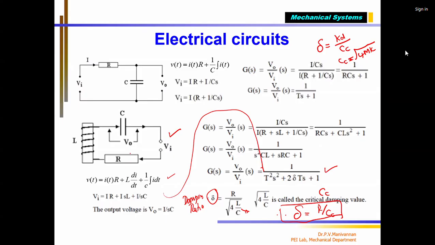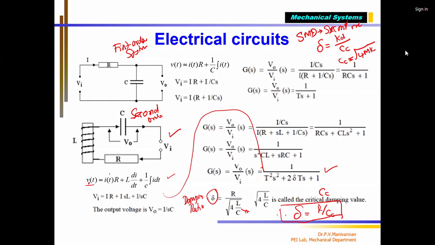Please see that this is called a first order system. This is called a second order system. The RLC, and the spring mass damper system also, is a second order system. Why? If I write the time domain equation, correct? So the time domain equation is V i of t equal to i of t into R plus L into d by dt of i plus 1 by C, this one.